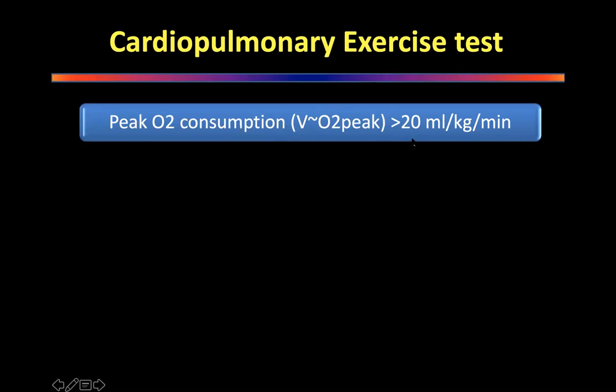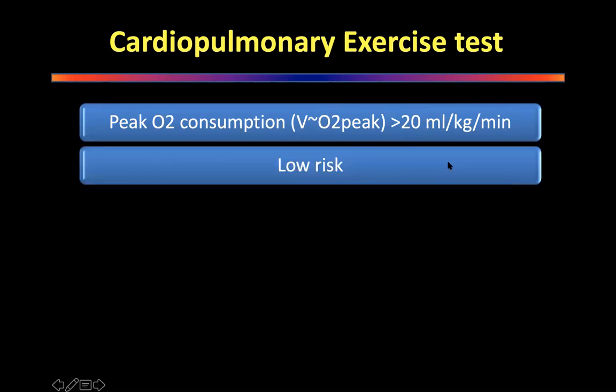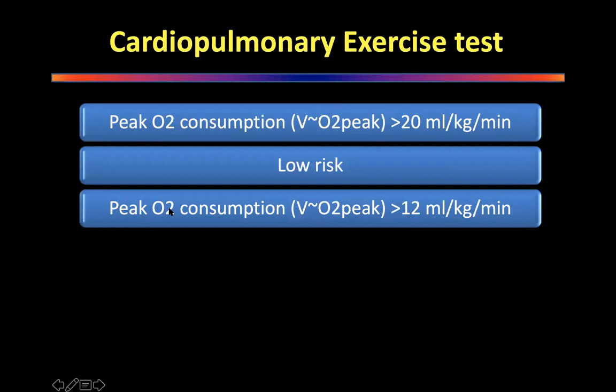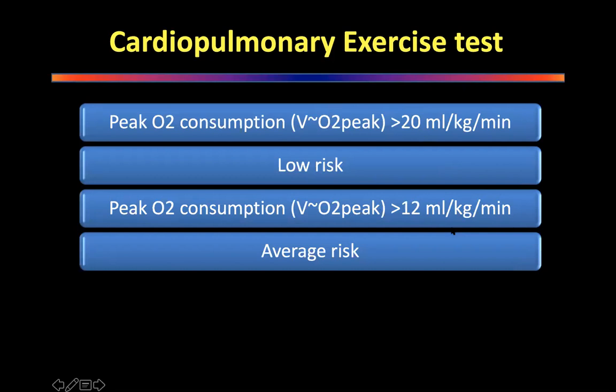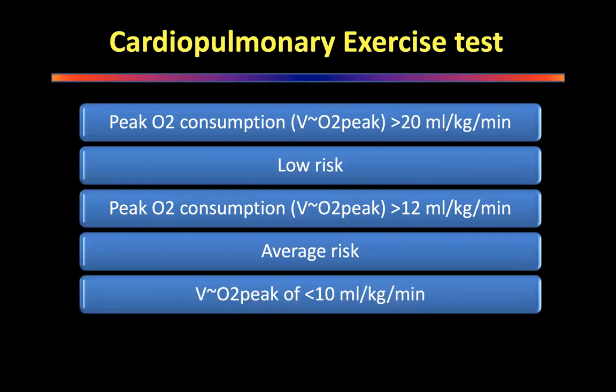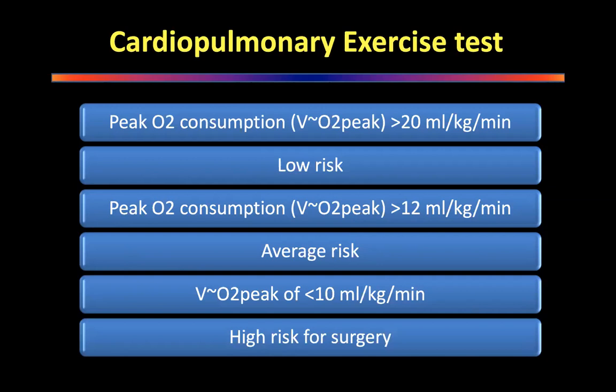If after you've done the CPET the number comes back as more than 20 ml per kg per minute, this guy is low risk. You don't need to do anything more, he can go for surgery. But of course, people who have compromised DLCOs, I don't think anybody will reach more than 20. Most of them will probably be at lower values. So if your value is around 12 or more than 12, then you're moderate risk, okay? But if you're less than 10, you are very high risk, and you should avoid these guys for surgery. You don't want to touch somebody who's got a VO2 max of less than 10 ml per kg per minute.